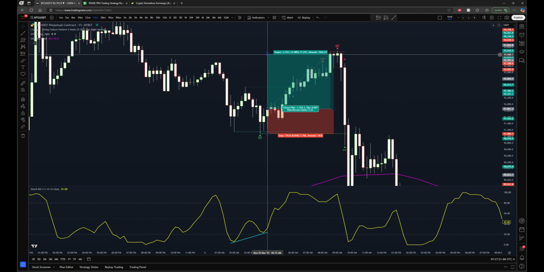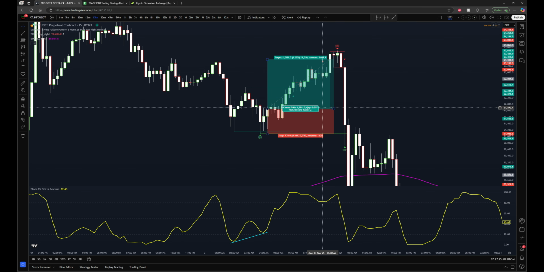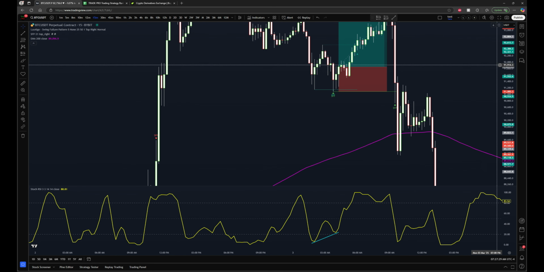We go 1 to 2 here. Stop loss to break even at that point, comes back down. So it's a break even stop out. Okay, it's a break even.